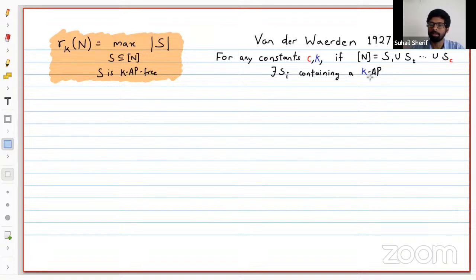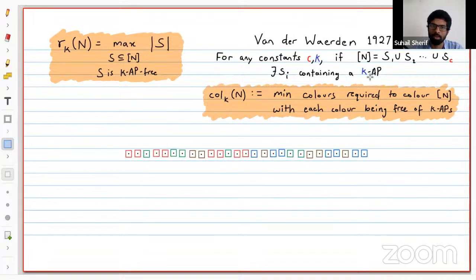So this theorem morally states that it's hard to find large subsets which don't contain arithmetic progressions. To make this a bit more formal, we'll also consider this quantity, which is the minimum number of colors required to color the numbers from 1 to n, such that every color is individually free of k-term arithmetic progressions. So over here, I've drawn the numbers from 1 to 27 and colored them with 4 colors, and none of the colors here contain a 3-term arithmetic progression.